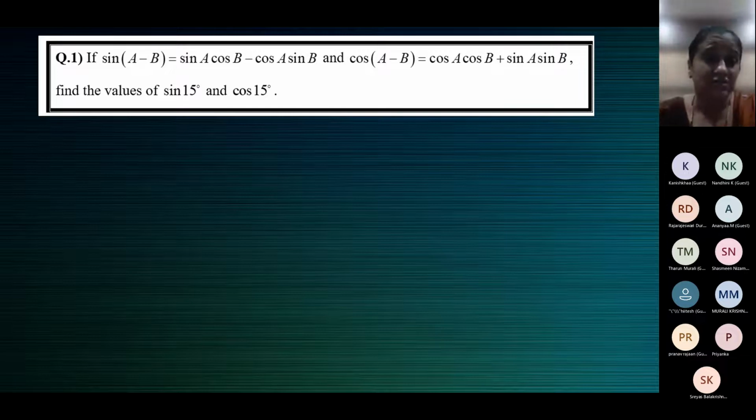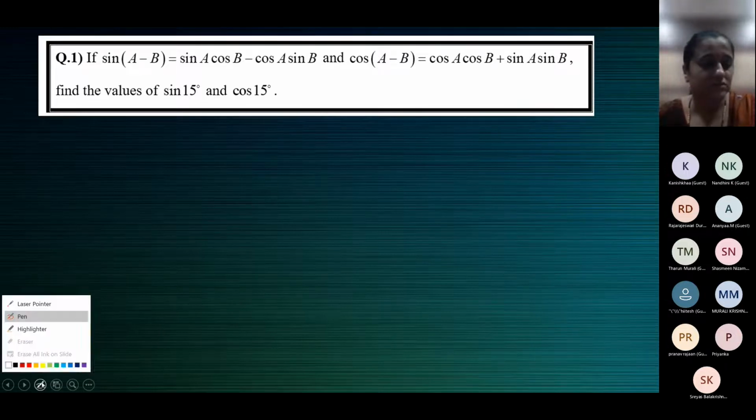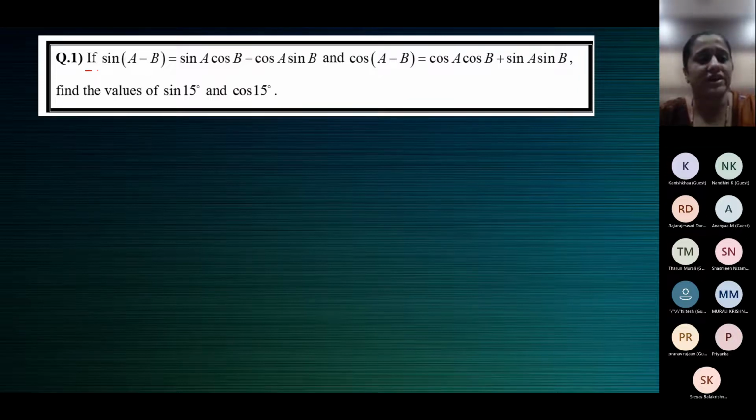Now we need to understand, there are so many types of questions in trigonometry. That's so beautiful that it's easy to remember all of them. It's all about understanding the question. So see, if sine of A minus B, with sine you can have only one angle here.